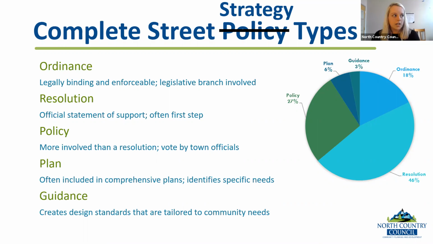So strategy types, we've got an ordinance. That's something that's legally binding and enforceable, and the legislative branch is involved. Resolution is by far the most popular or most frequent kind. This chart shows all the strategies in the US, the breakdown of who chose what. So resolution is almost half of all the complete street strategies. Policy comes in a close second. It's more involved than the resolution and requires a vote by town officials.